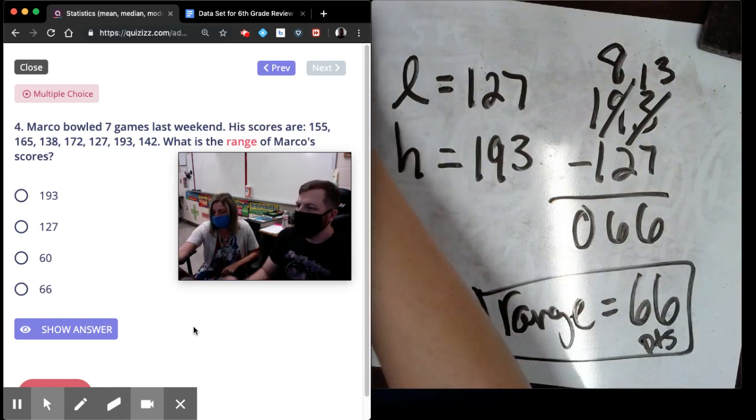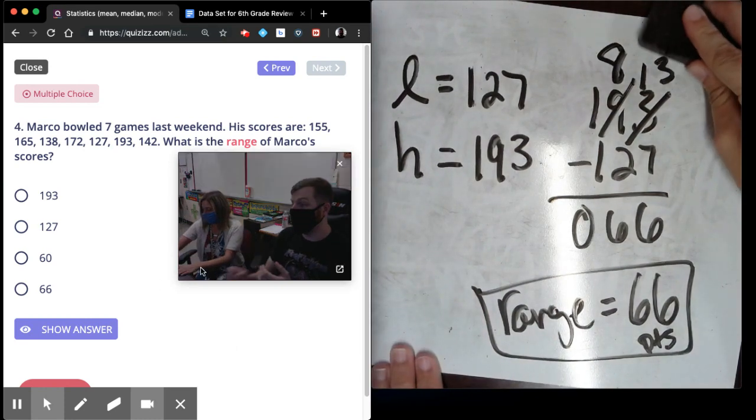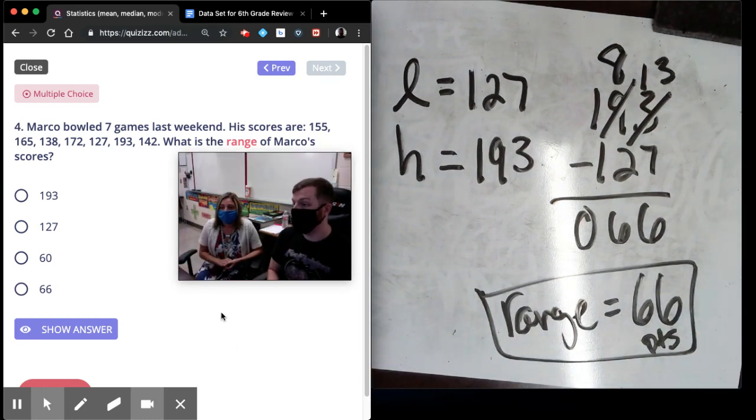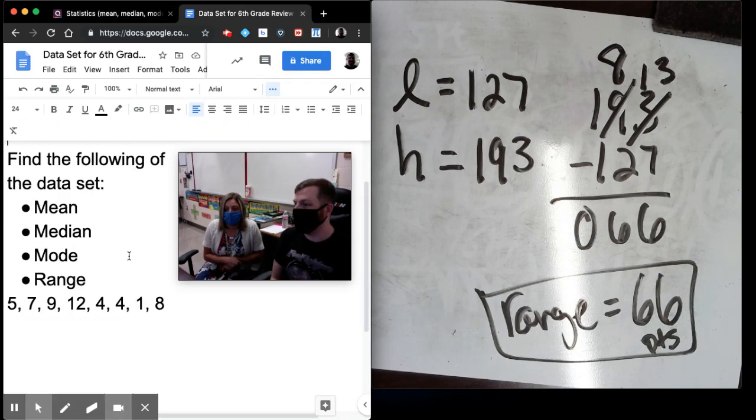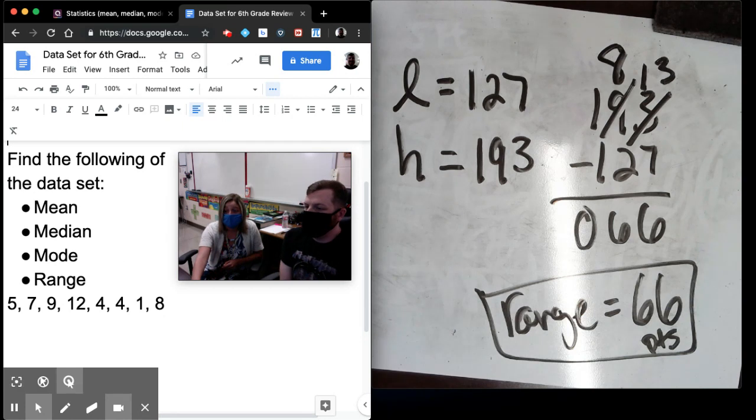Here's your assignment for today. Since we talked about mean, median, mode, and range, we're going to be expecting you to do the same thing in a given data set. We didn't create 4 different data sets for each problem. We're going to assign you just one data set, and we want you to find the mean, the median, the mode, and the range of it. Your data set is 5, 7, 9, 12, 4, 4, 1, and 8.